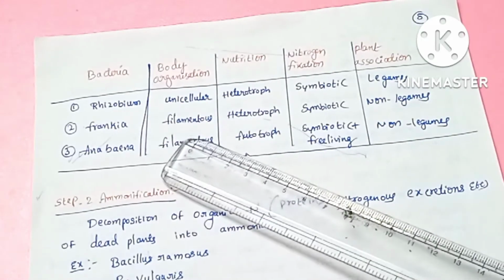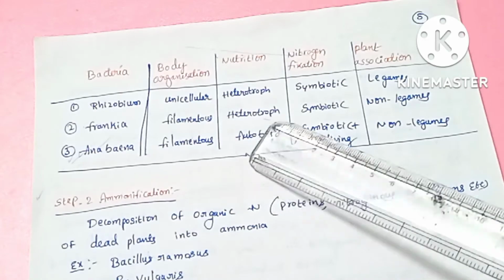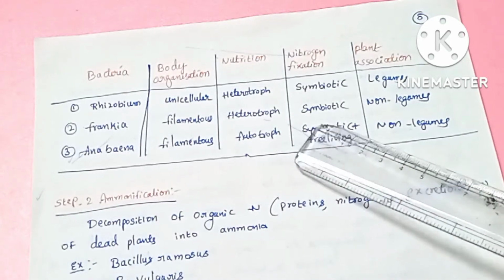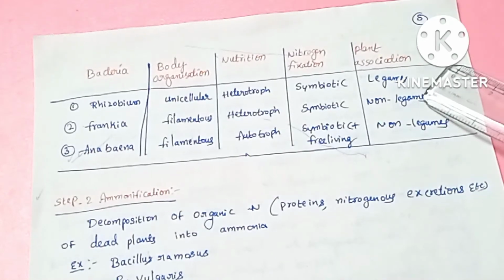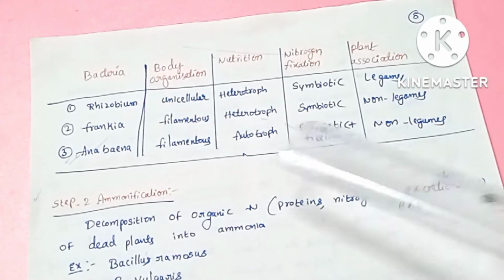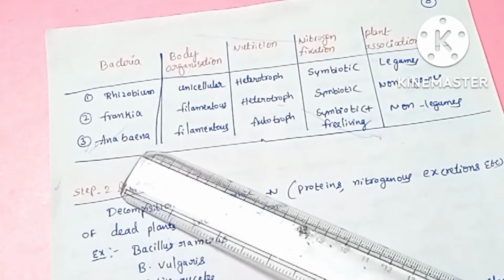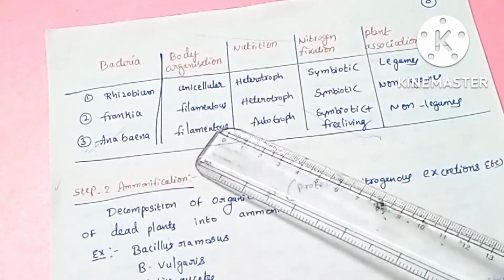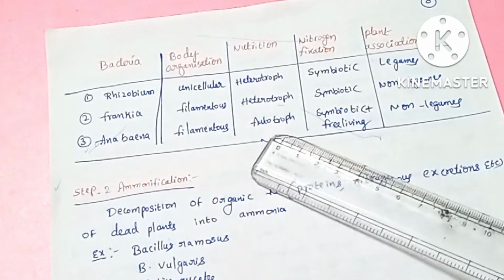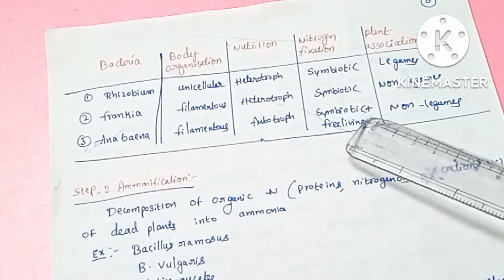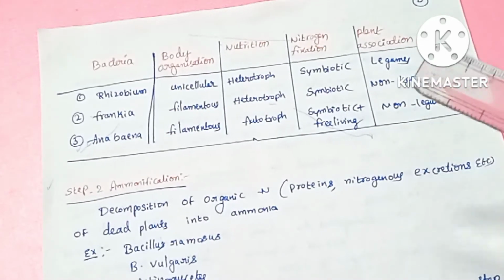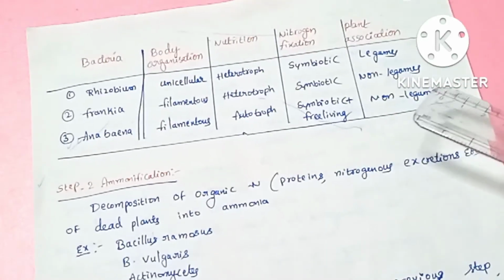Frankia is in filamentous form. It is also a heterotroph. It also exhibits symbiotic association with non-leguminous plants, where it exhibits the symbiotic association in Alnus plant, right? And Anabaena is the cyanobacterium. It is a filamentous form and it is an autotroph. Mostly it is free living. Sometimes it may exhibit a symbiotic association with non-leguminous plants like rice, etc.